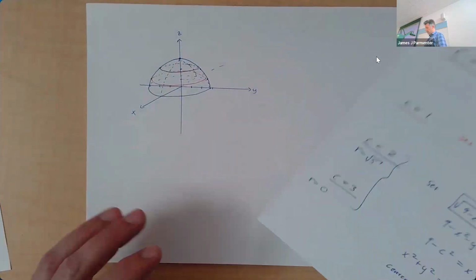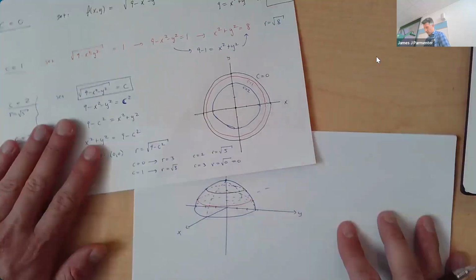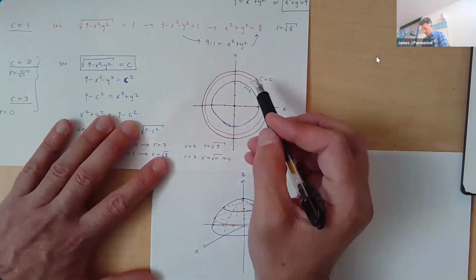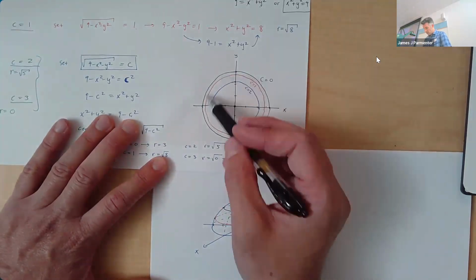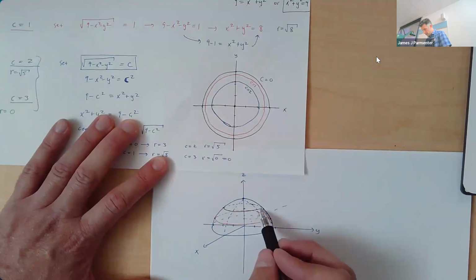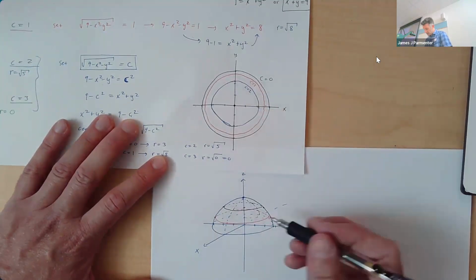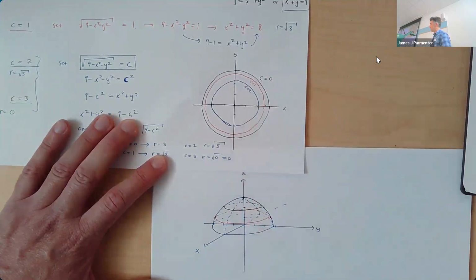Even though I didn't match the colors because I blew it, those are corresponding to the right. My outermost circle corresponds to this outermost circle at height 0. And then the red circle is this red circle at a height of 1. And then this black circle here is the same as this blue circle here at a height of 2. And then this very top point here is my circle of radius 0 at a height of 3.